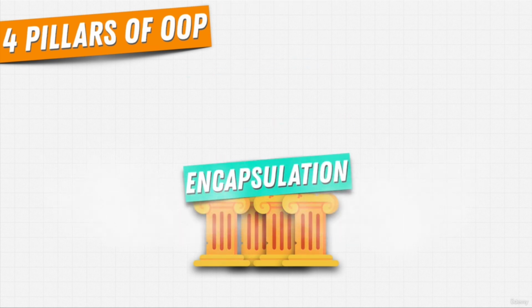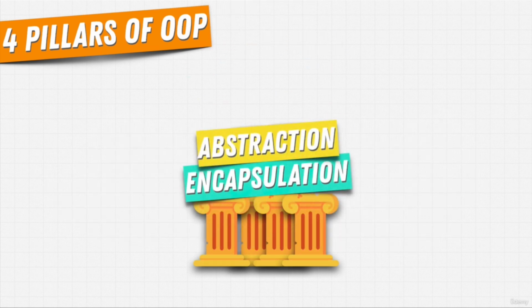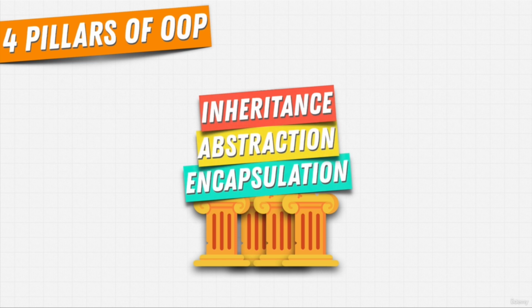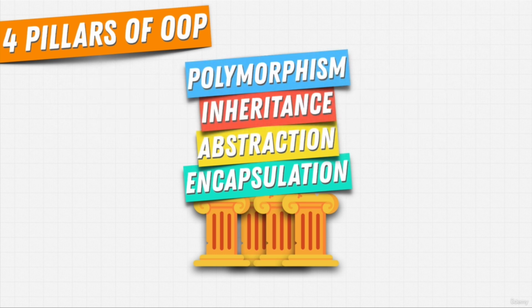One final pillar of OOP to go. We talked about encapsulation, about abstraction, and about inheritance. And then there's this fourth one that has a pretty tough word: polymorphism. What does that mean? Well, poly means many, and morphism means form. So many forms.